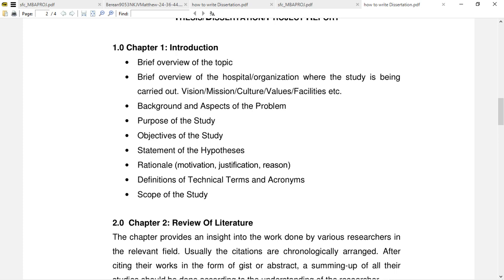Then what is the purpose of the study? Why do you want to conduct this study? Explain the objectives. That's what statement of the problem, statement of hypothesis. Give the rationale for this study. What is your motivation to do this study? How do you justify that? Give reasons and explanations. Followed by definition of technical terms. For example, types of conflicts you have mentioned. 3 conflicts, 3 satisfactions. Define them one after the other. So 6 concepts, 6 technical terms have to be explained here.